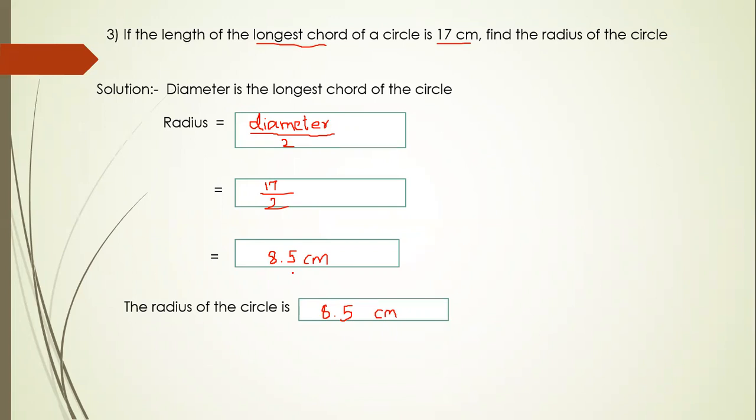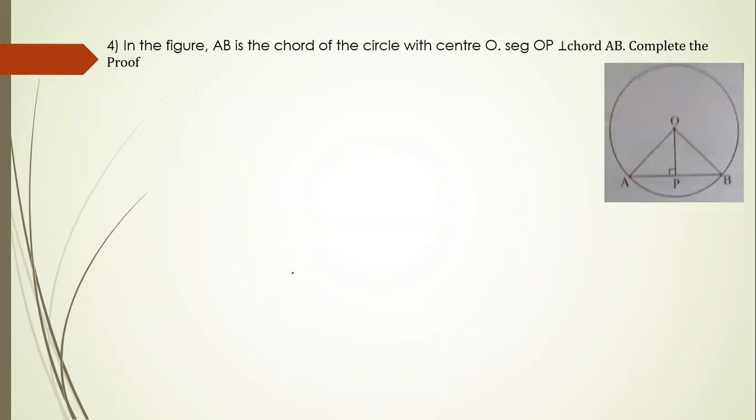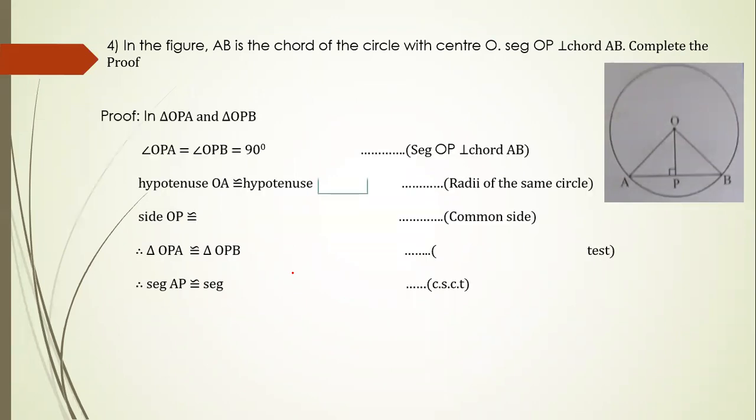Now let us move to sum number 4. In the figure, AB is the chord of the circle with center O. Segment OP is perpendicular to chord AB. Complete the proof. They have given the proof also, and somewhere there are boxes and we need to fill those boxes. Okay. So let us first understand the sum.